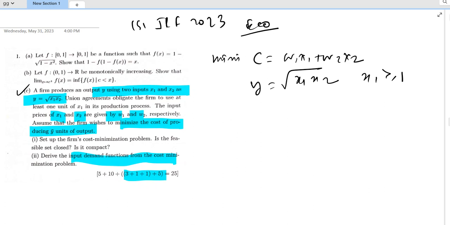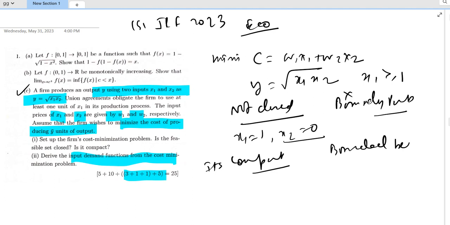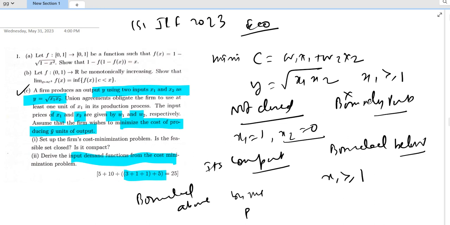So the feasible set is not closed since it doesn't include the boundary points, where x1 equals 1 and x2 equals 0. However, it is compact, since it is bounded below by the constraint x1 greater than or equal to 1, and bounded above by the production function y equals root over x1 x2. Okay, so the first part is: is the feasible set closed? Is it compact? Answer is done.